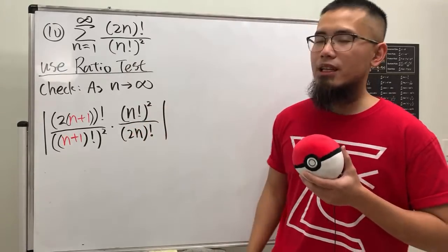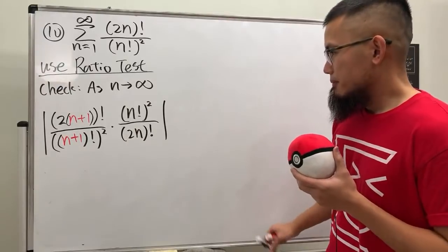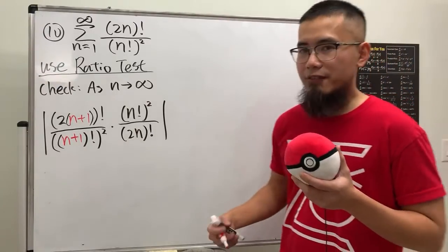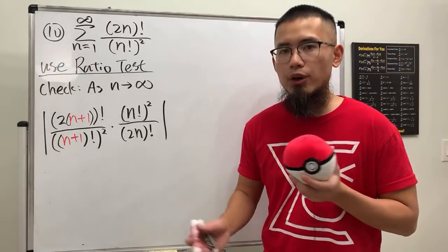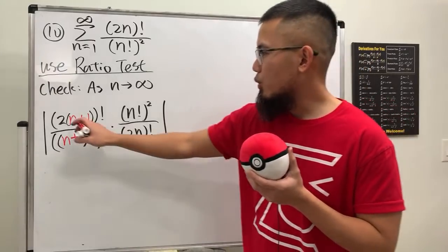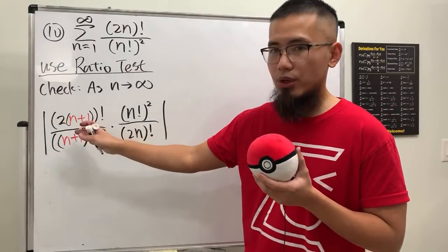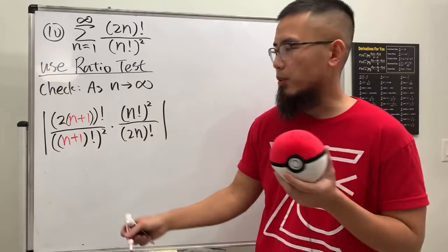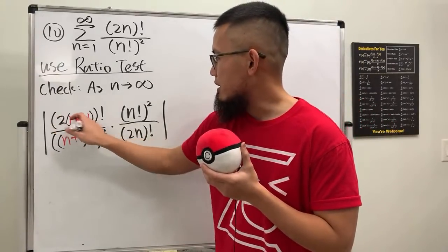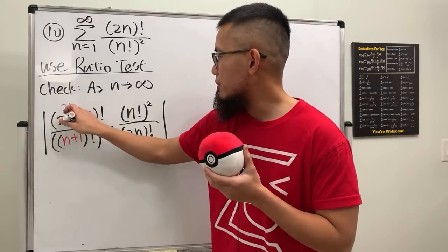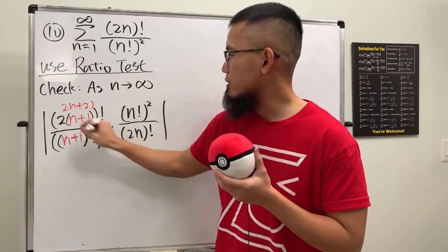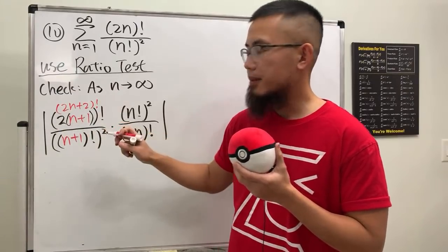All right, that's what we have. Okay, just like what I told you, go ahead and break down the bigger factorial and also the bigger exponent. So here is the bigger factorial. Let's go ahead and do that. We don't have a bigger exponent. So here the inside is just 2n plus 2, right, 2n plus 2, and then we have to factorial that.